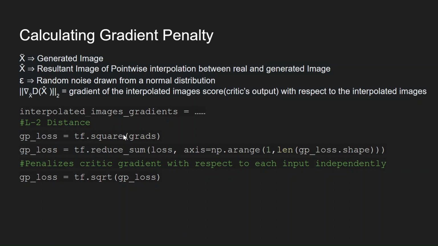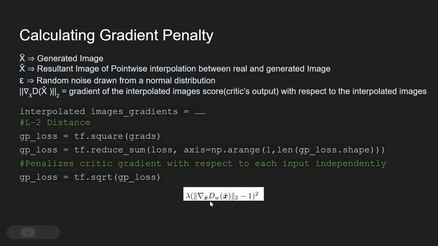So for this purpose, first of all, I'm going to square my gradients, or these interpolated images gradients. I just named these interpolated images gradients grads in order to save some space. Once I have the squares, then I need to find the reduced sum because I need to sum all the numbers, but I'm going to sum each sample separately. I'm not going to sum the whole batch. Axis 0 represents my batch dimension. I'm skipping that batch dimension, and once I have this term, all I need to do is to square root this GP loss in order to get a new GP loss.